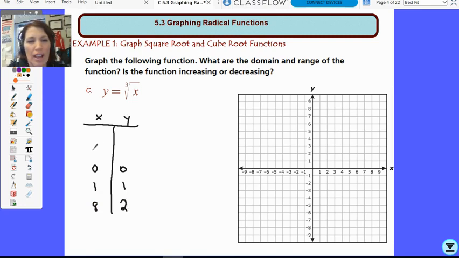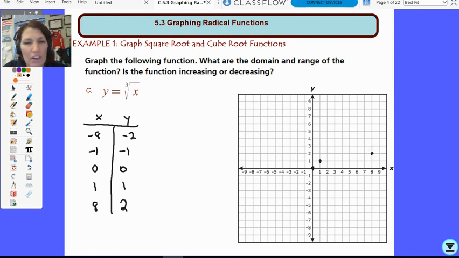On the other side, I can take the cube root of negative 1. So the cube root of negative 1 is negative 1, and the cube root of negative 8 is negative 2. So now if I plot these, I have 0, 0, 1, 1, 8, 2.